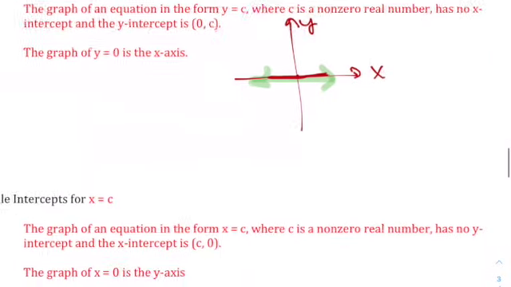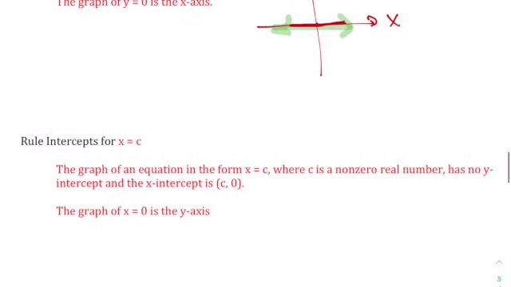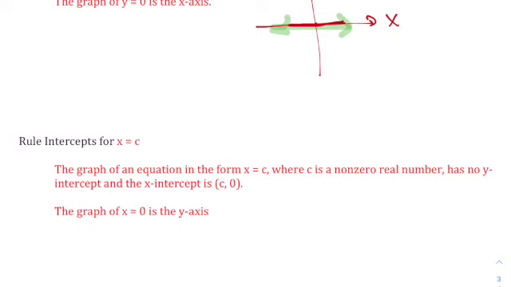The next one is the same thing, but in the case of x. Rule: intercepts for x equals c. The graph of an equation in the form x equals c, where c is a non-zero real number, has no y-intercept, and the x-intercept is (c, 0). Okay, so the graph of x equals 0 is the y-axis. I didn't give you an example, but here's an example if you guys need it.